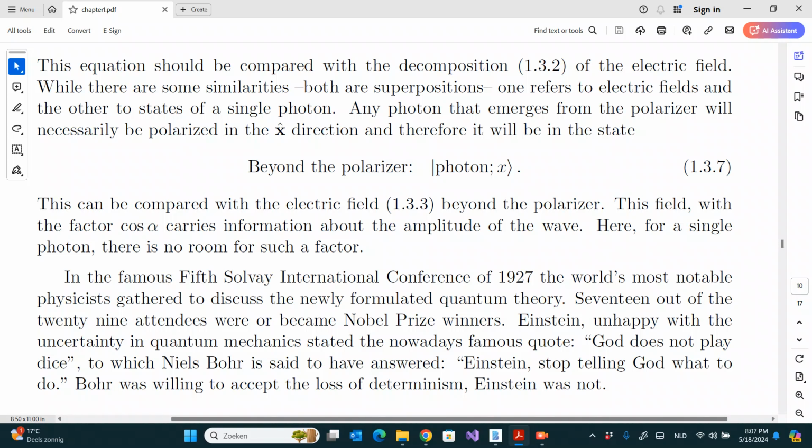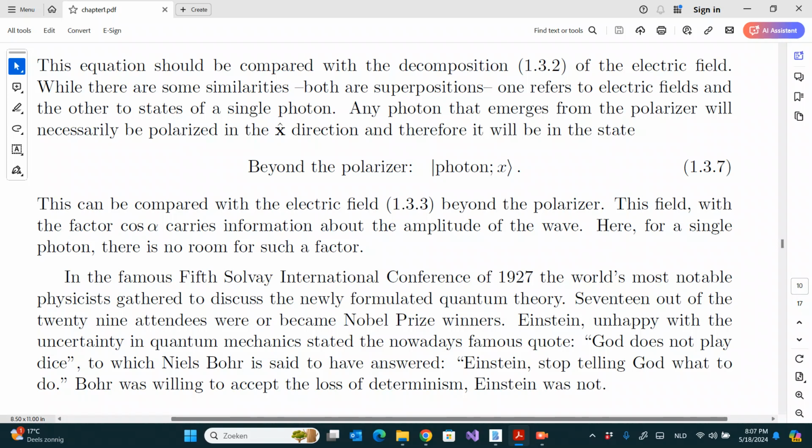The world's most notable physicists gathered to discuss the newly formulated quantum theory. 17 out of 29 attendees were or became Nobel Prize winners. As said, Einstein was one of them, but he didn't get his Nobel Prize for relativity theory, and he got it very, very late. There's quite a controversy on that. I think the same controversy now is a bit about why is it all American and some European scientists that get Nobel Prizes? China's building accelerators has contributed a lot, and no Nobel prizes for Chinese or Russians.